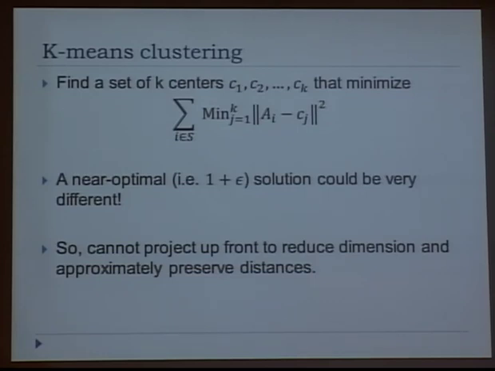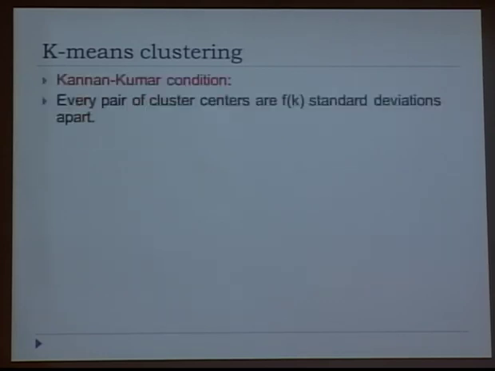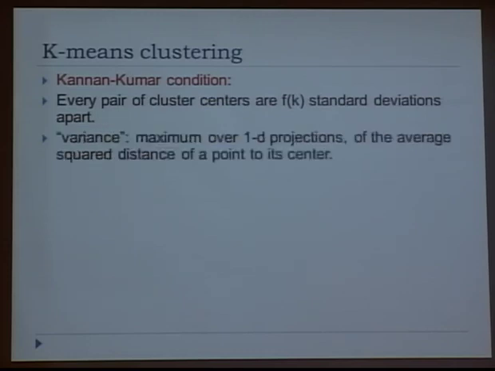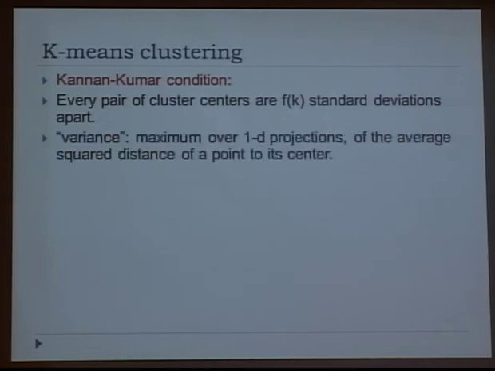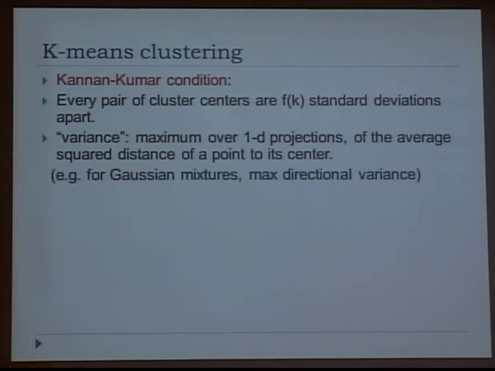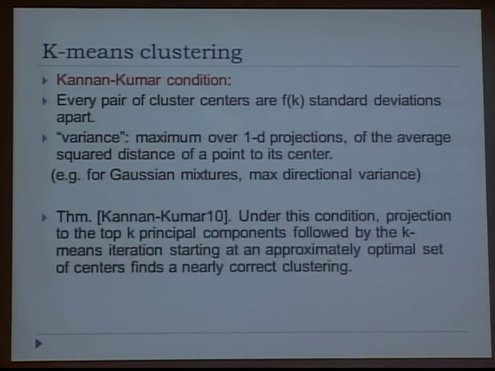That just doesn't work. On the other hand, Kannan and Kumar came up with this condition that said that suppose you assume that every pair of cluster centers are order k standard deviations apart. Okay, so there is some structure on the data where the centers are somewhat far apart. And what is the standard deviation? Well, the variance is the maximum over all one-dimensional projections of the average square distance of a point to its center. Now, this actually makes sense in many contexts. In particular, for Gaussian mixtures, this is just the maximum directional variance.